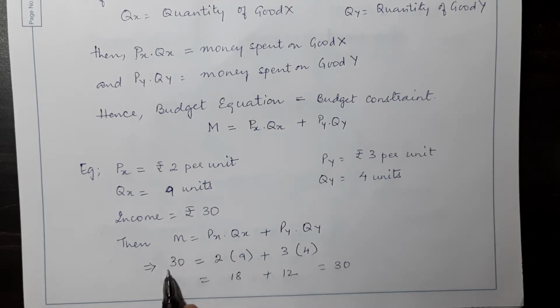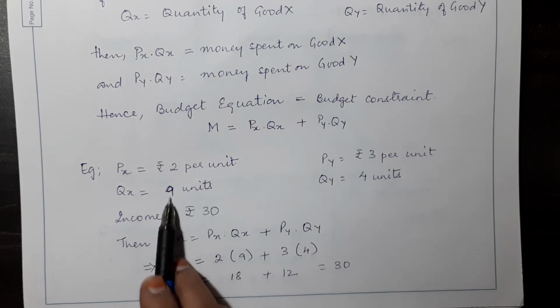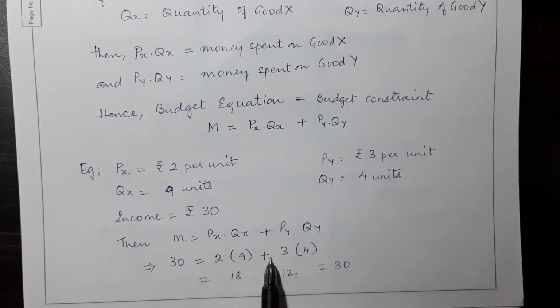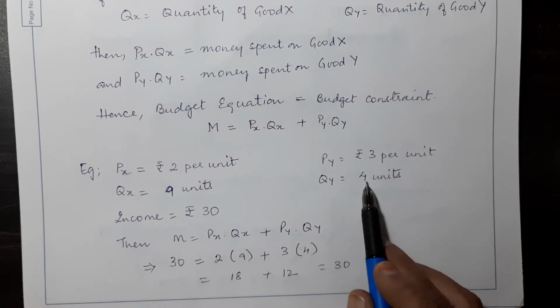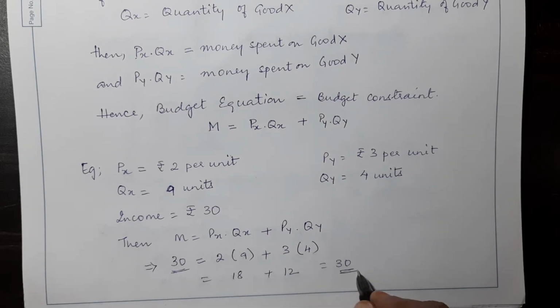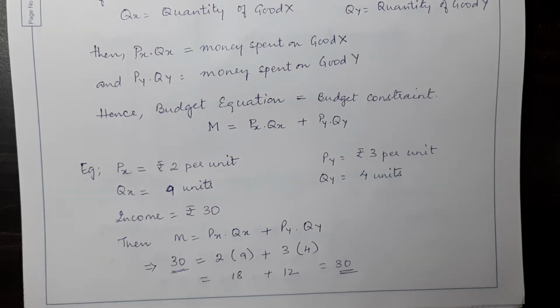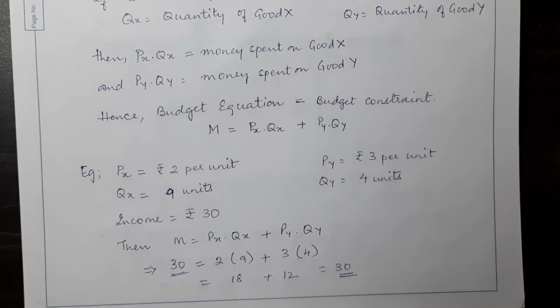Here we write 30 is equal to price is 2 into 9 units, 2 into 9, plus for good Y, price is 3 per unit. So 3 into 4 units gives us 3 into 4 equal to 12. So this 2 into 9 is 18, 3 into 4 is 12. So when you add, you get 30. So that is what is our budget. So this explains how we get the budget equation when we are given price and quantity consumed.